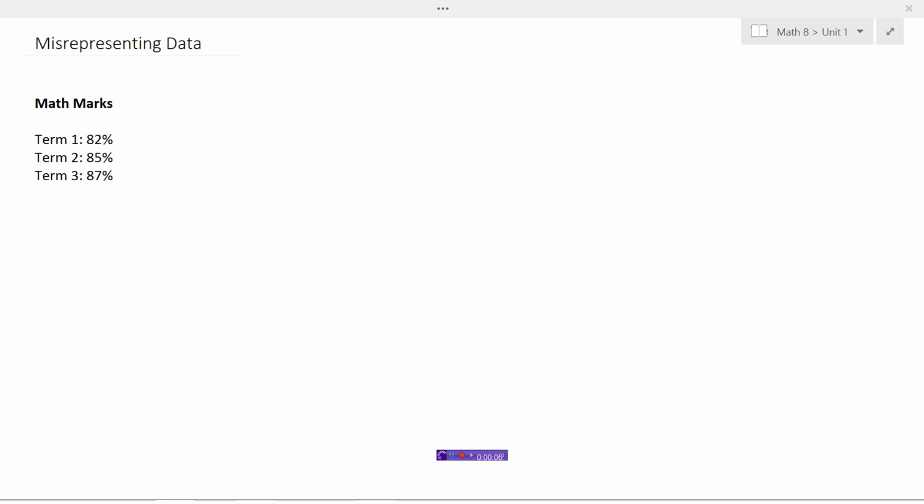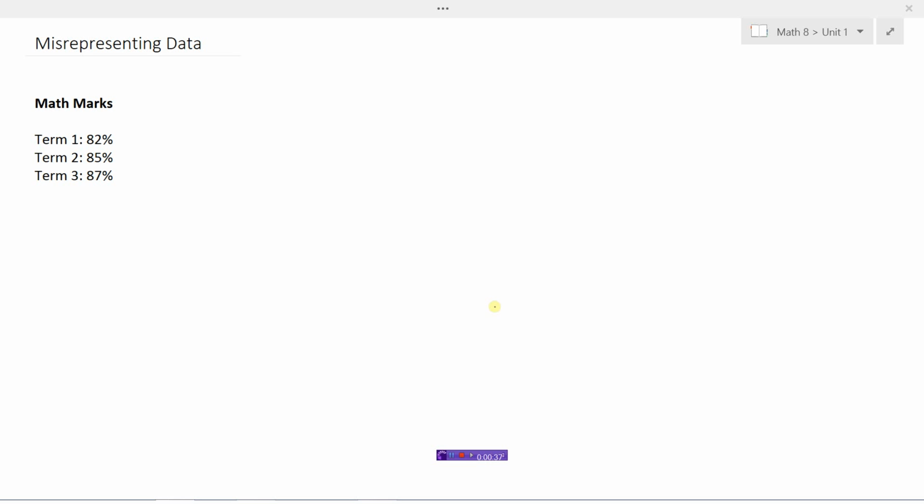Going to look at how we can use graphs to misrepresent data. And lots of agencies do this often. Governments will do this, businesses will do this. All kinds of different organizations will give you a graph to make it appear like something's happening when maybe that's not really the case.